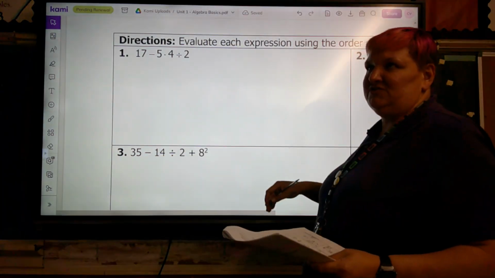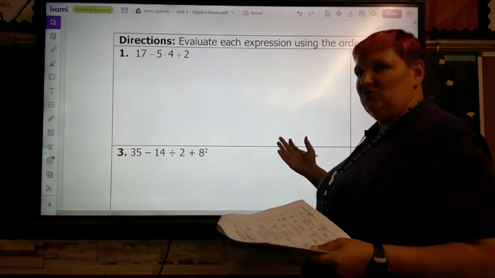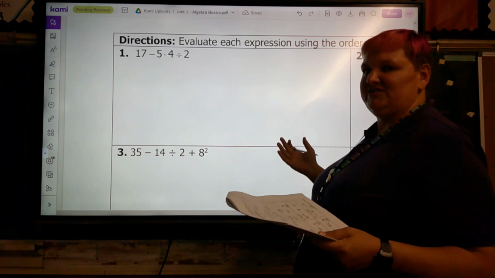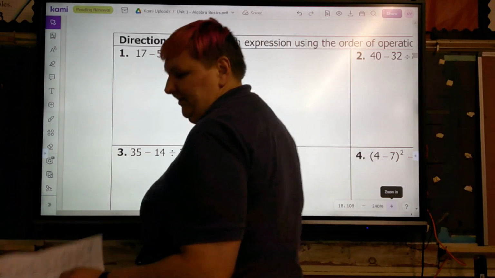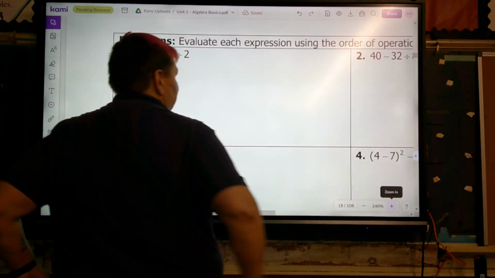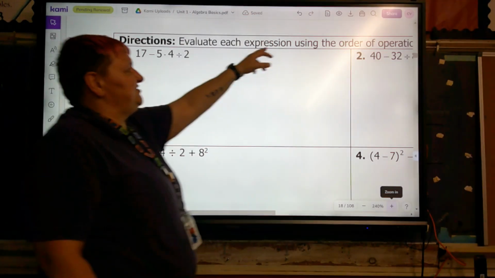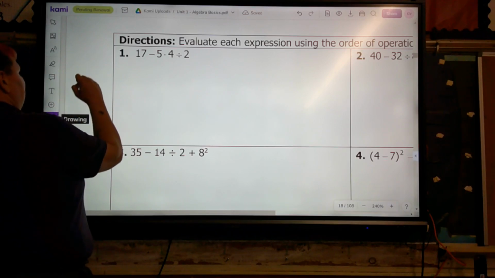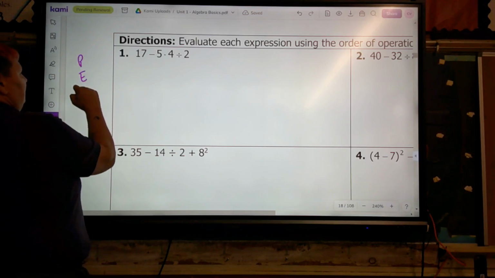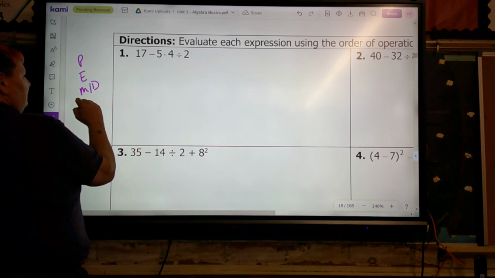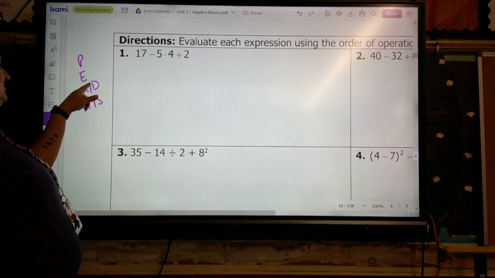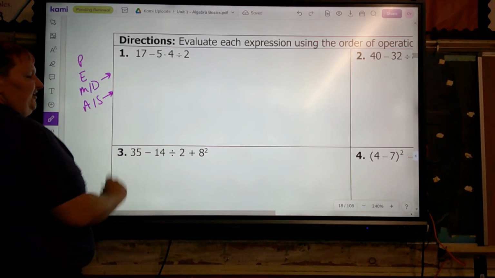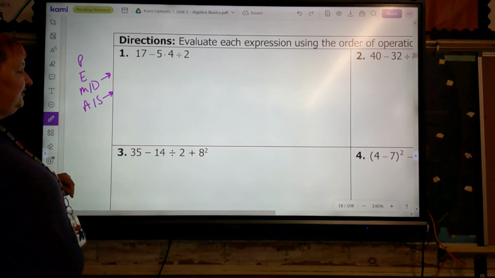Use this video to check your work and guide you in the right direction if you got it wrong. Alright, so odd numbers, order of operations. It says evaluate each expression using the order of operations, PEMDAS. Right? I write it like this because multiplication and division you go left to right, addition and subtraction you go left to right. Just a reminder.